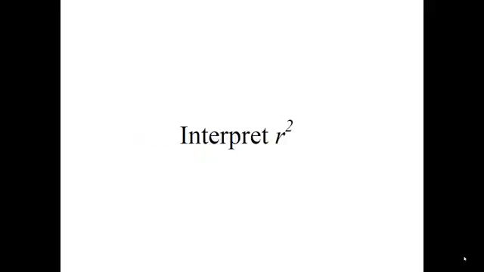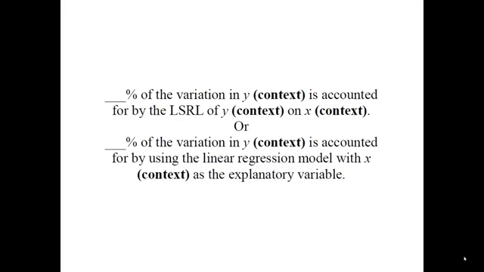Interpret r-squared. Blank percent of the variation in y in context is accounted for by the least squares regression line of y in context on x in context, or percent of the variation in y in context is accounted for by using the linear regression model with x in context as the explanatory variable.